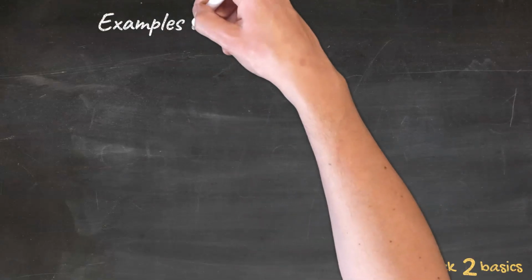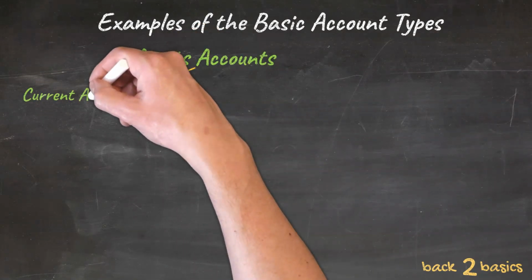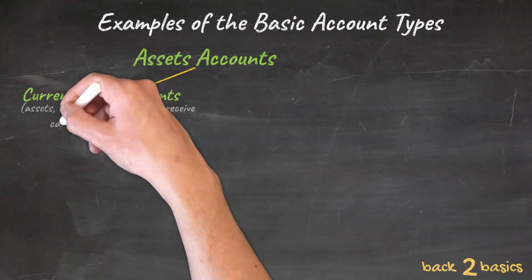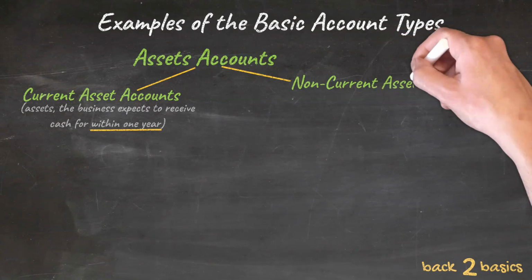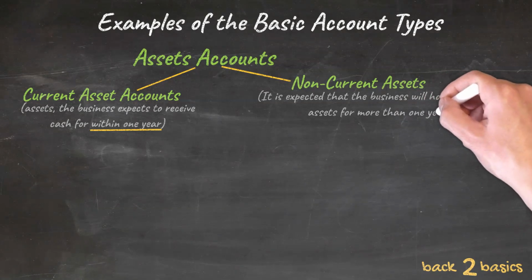Now let's look at examples of accounts categorized under these 5 basic account types. Starting with assets. We already know that asset accounts show items that have value and are owned by the business. Asset accounts are further divided into current asset accounts. These are assets the business expects to receive cash for within 1 year. And non-current assets. It is expected that the business will hold on to these assets for more than 1 year.